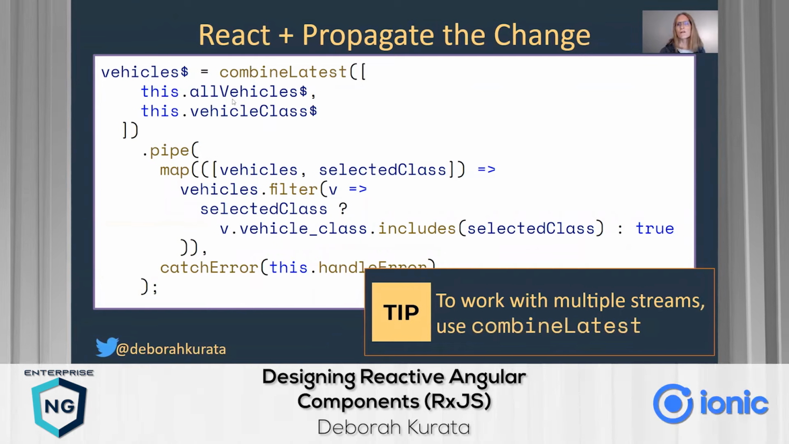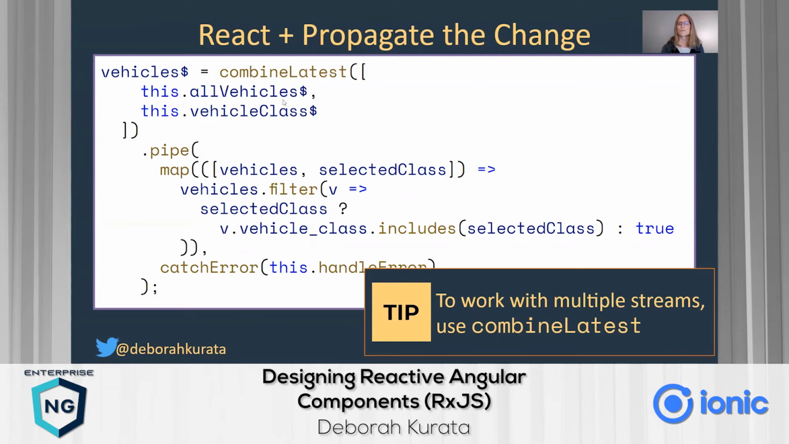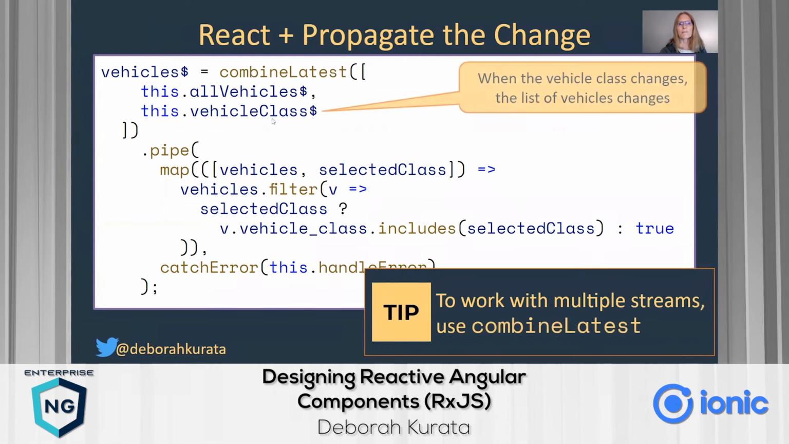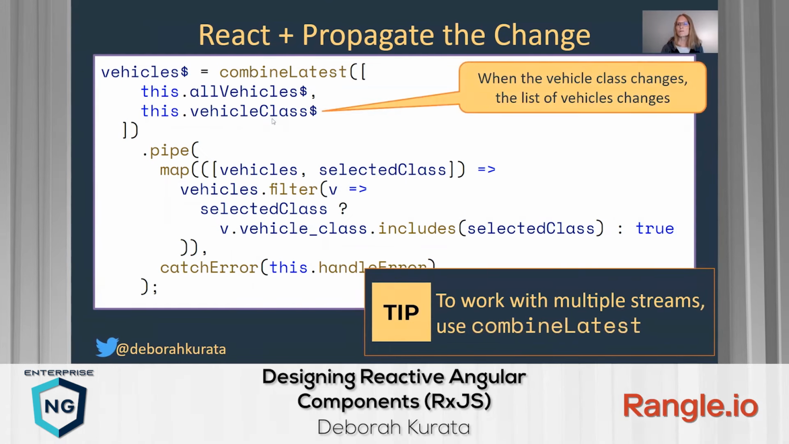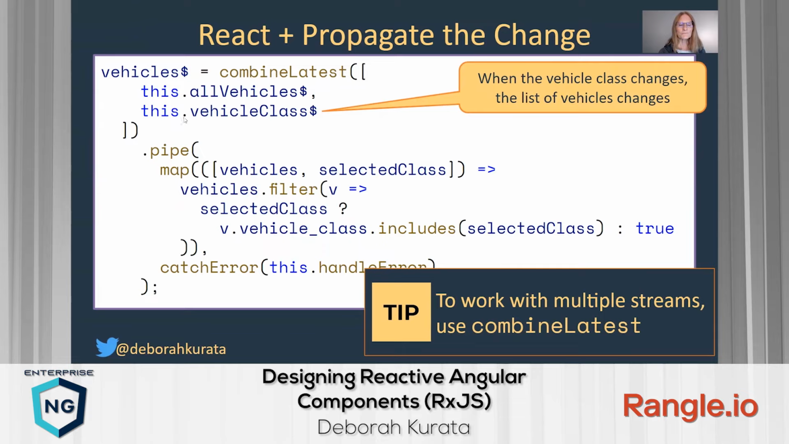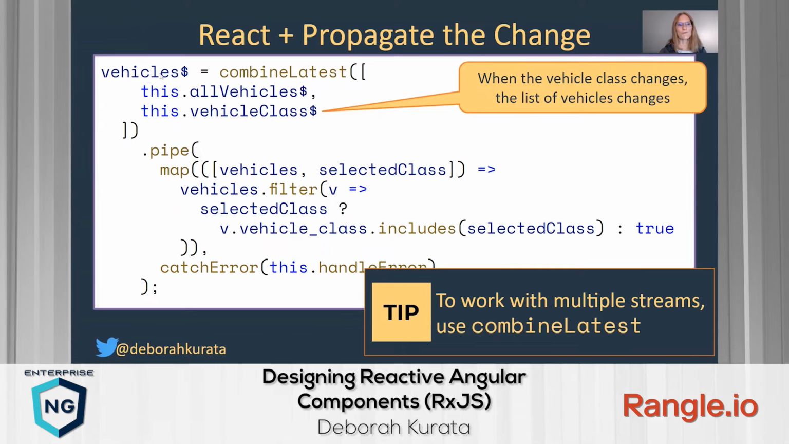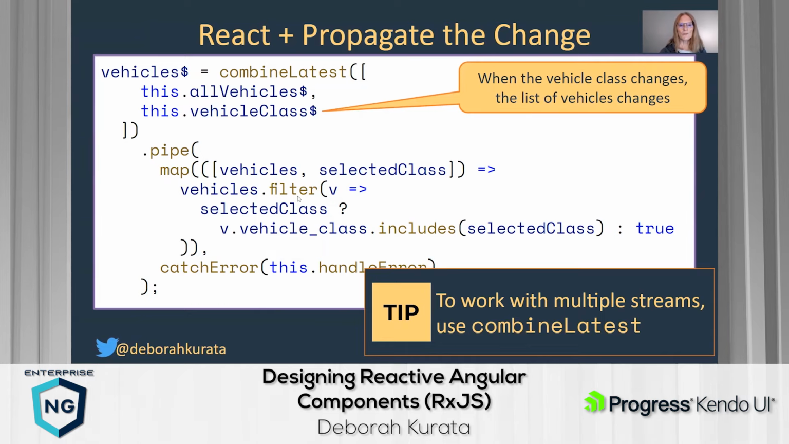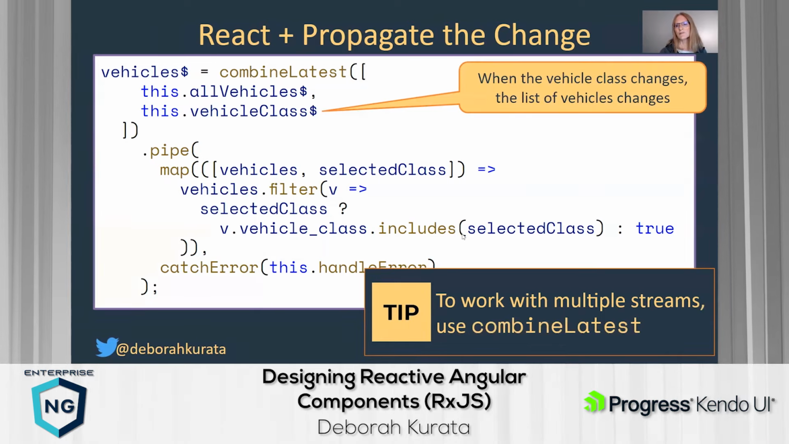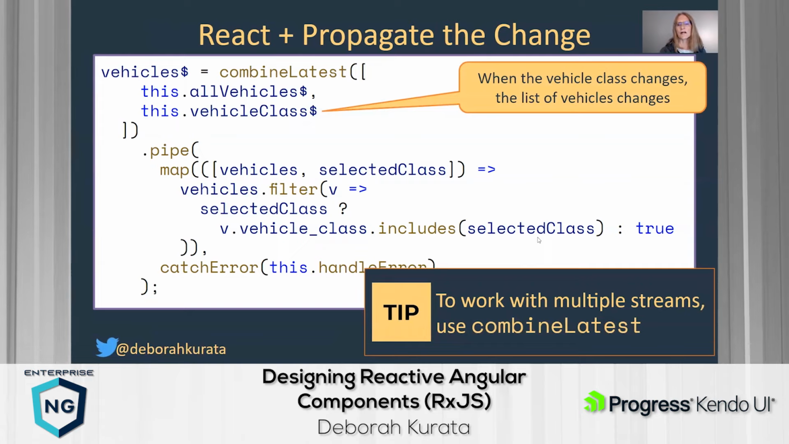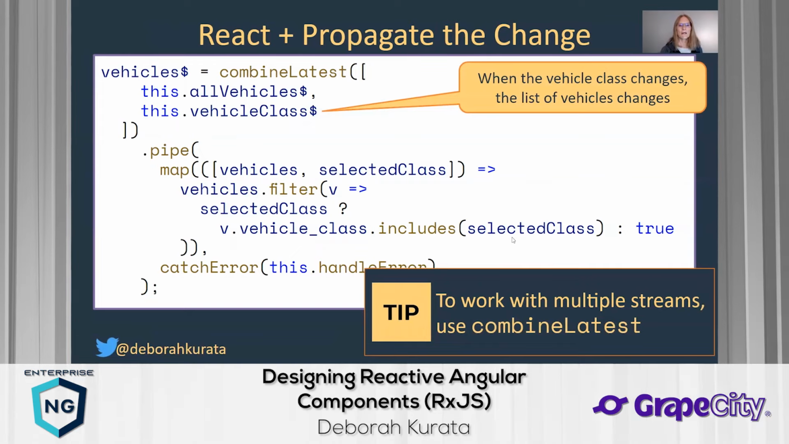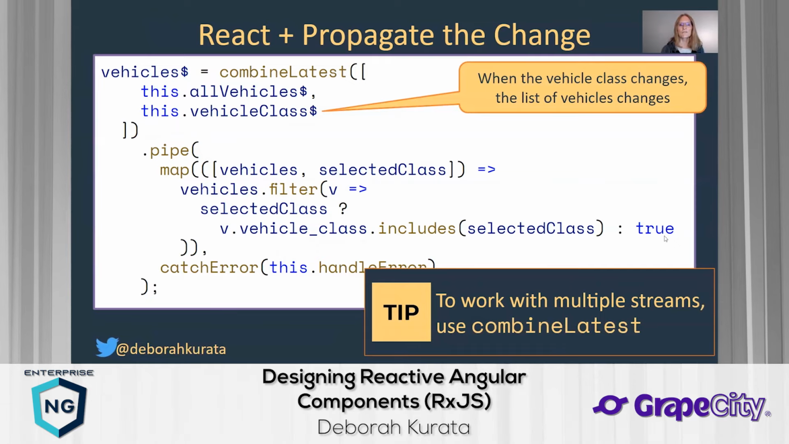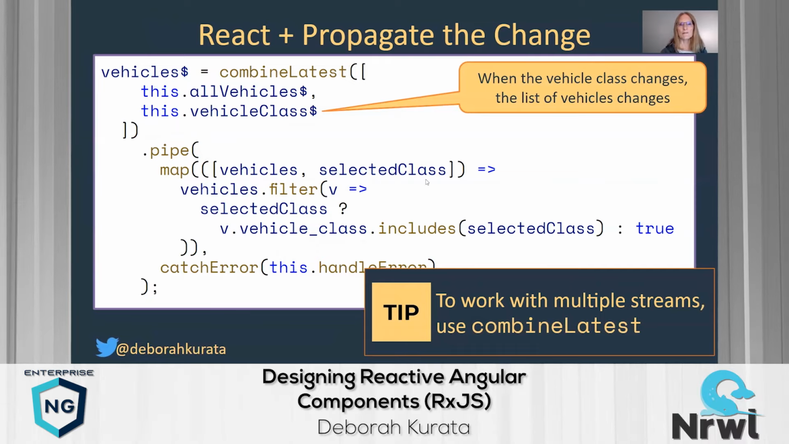So we're combining all the vehicles, which is the retrieval of all of the vehicles, the result of our HTTP request. And when the vehicle class changes, we're going to have our list of vehicles change to meet that classification. So down here, we're doing our filter, and if the class includes the selected class, we return true. If the selected class is empty, we also return true to return all of them if there's no specific class.